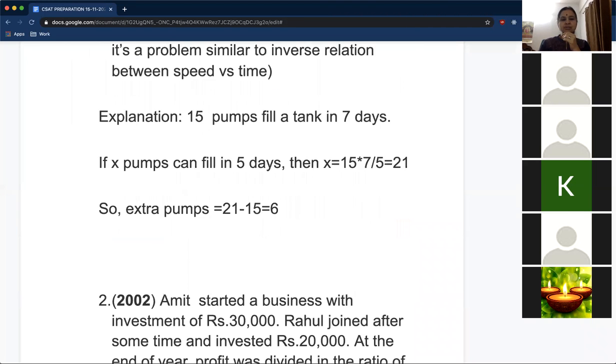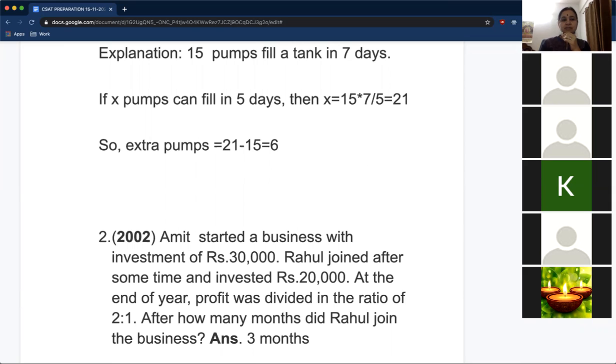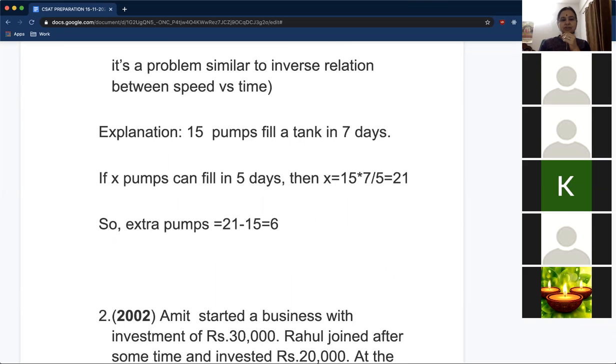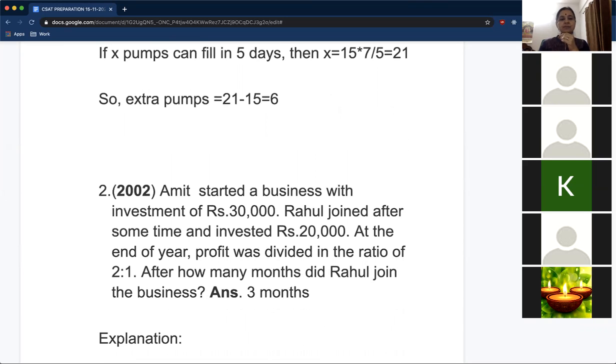Men and work also, similarly you will be solving it. This is the explanation of this. I will share this document so that you can also do it. Next.